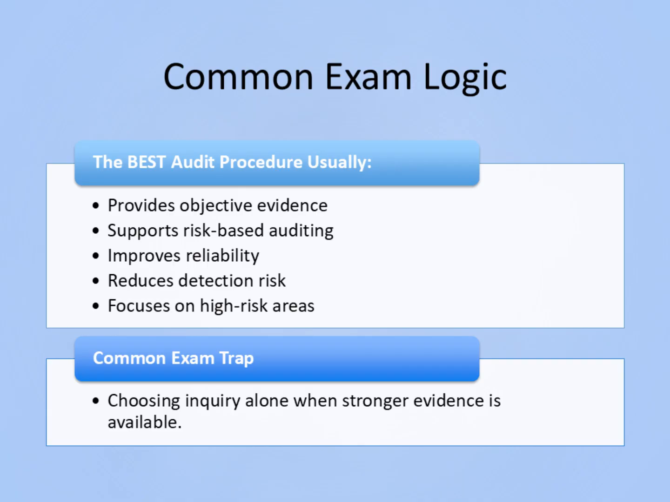One of the most common exam traps is choosing inquiry alone when stronger evidence is available. For example, if documentation, system logs, or independent confirmations exist, those would usually provide stronger assurance than simply asking someone whether a control was performed. A good auditor combines multiple procedures and selects the approach that best addresses audit risk, control effectiveness, and evidence reliability.